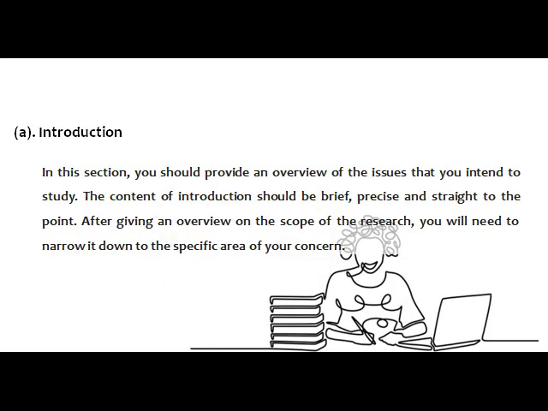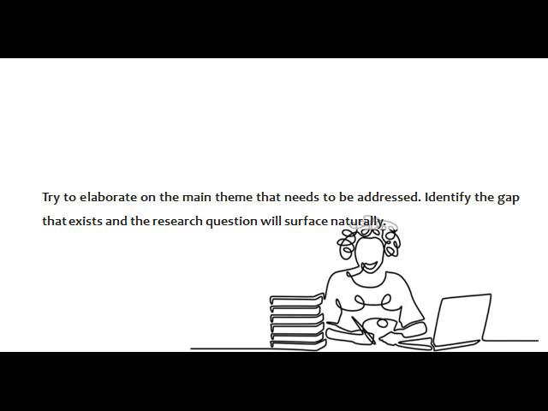Introduction. In this section, you should provide an overview of the issues that you intend to study. The content of introduction should be brief, precise and straight to the point. After giving an overview on the scope of the research, you will need to narrow it down to the specific area of your concern. Try to elaborate on the main theme that needs to be addressed. Identify the gap that exists and the research question will surface naturally.